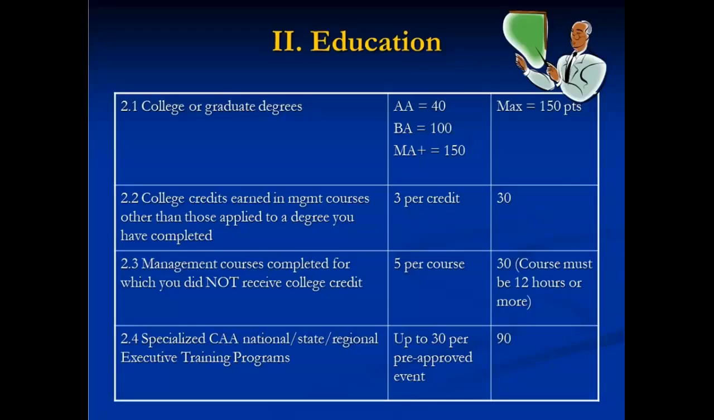Let's take a look at the subsections. Well, subsection 2.1 here is pretty easy. If you have an AA degree, it's worth 40 points. A BA, 100. If you have both, it's 140 points. If you have a master's, it's 150. Once you've got 150 points as a master's, that did it, because you can see the max under the gentleman's elbow is 150 points. That's the maximum of points you can get in this category.